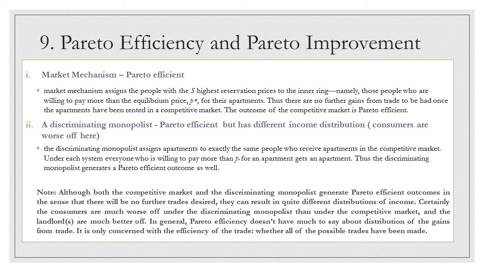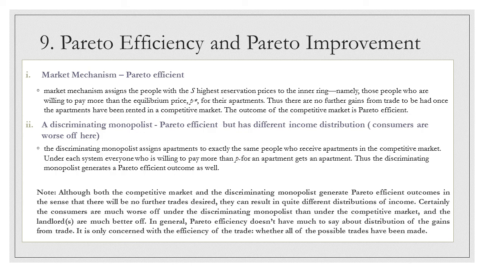Now, as they were the ones willing to pay the maximum price for staying in the inner ring apartments, there was no further gain or better alternative to allocate after allocating the apartments to them. So the outcome of the competitive market is Pareto efficient, because they already paid a price equivalent to their reservation price, or even more than the equilibrium price of the market. So you cannot make anyone else better off without making those people worse off. So this is already a Pareto efficient allocation.